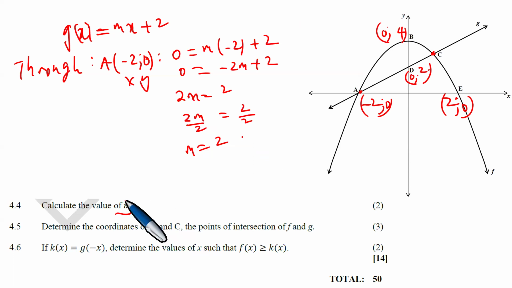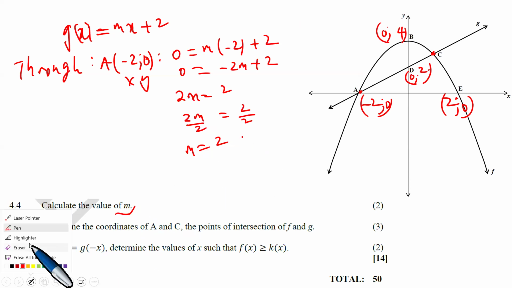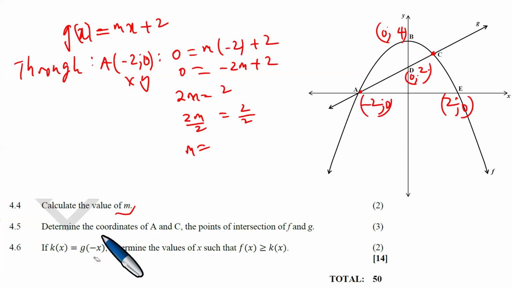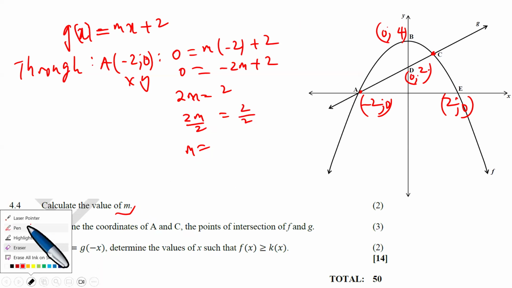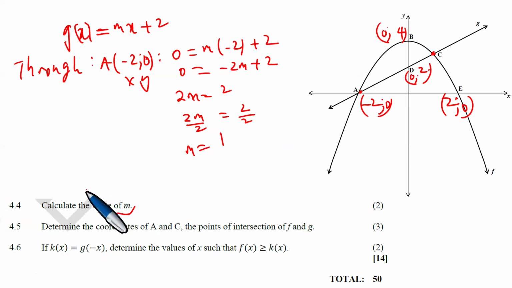Okay, so the question was to calculate the value of m, and m equals 2. Actually, m is 1, my forgiveness, because 2 divided by 2 is 1. So indeed, m is 1.